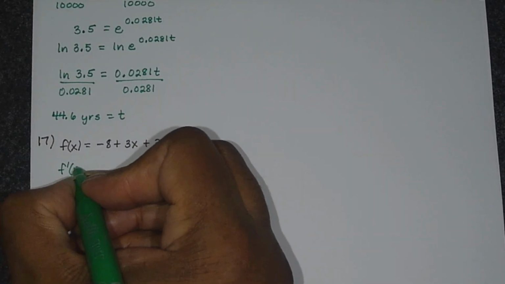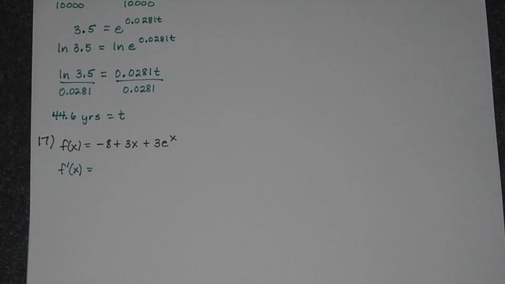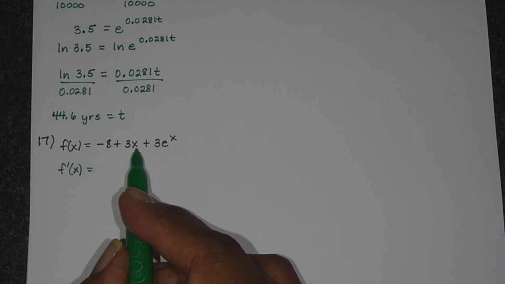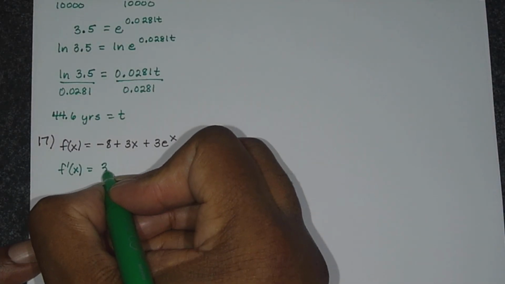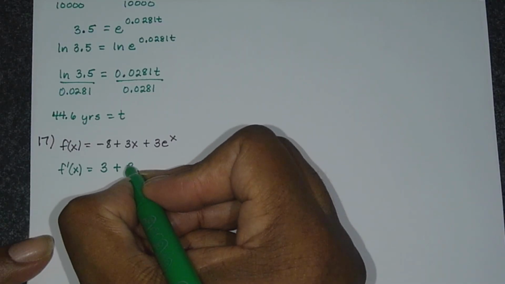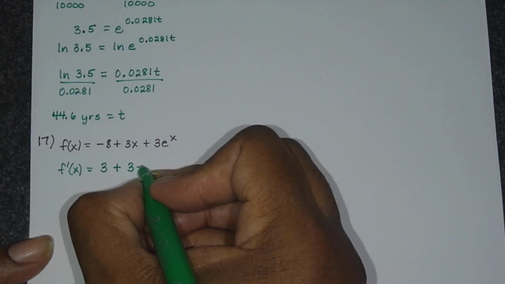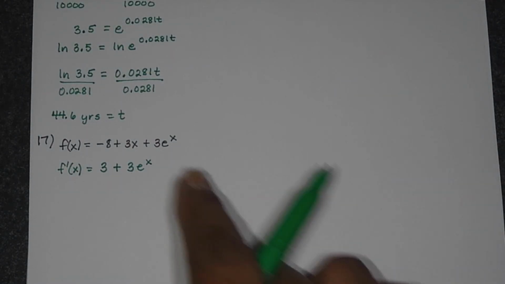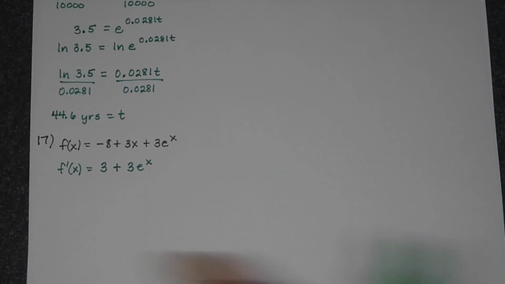So f prime of x, let's just take the derivative of each term one by one. The derivative of -8 is 0. The derivative of 3x is 3, plus 3e to the x. Its derivative is what? 3e to the x. The derivative of e to the x is e to the x. Here we don't use the power rule for that. We just say e to the x for its derivative, because that's what it is. That just stays the same. Okay. Questions on number 17.